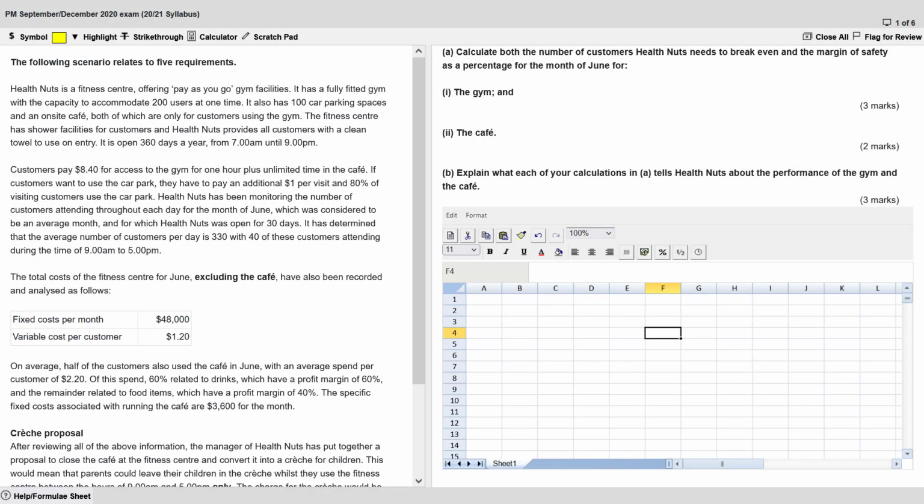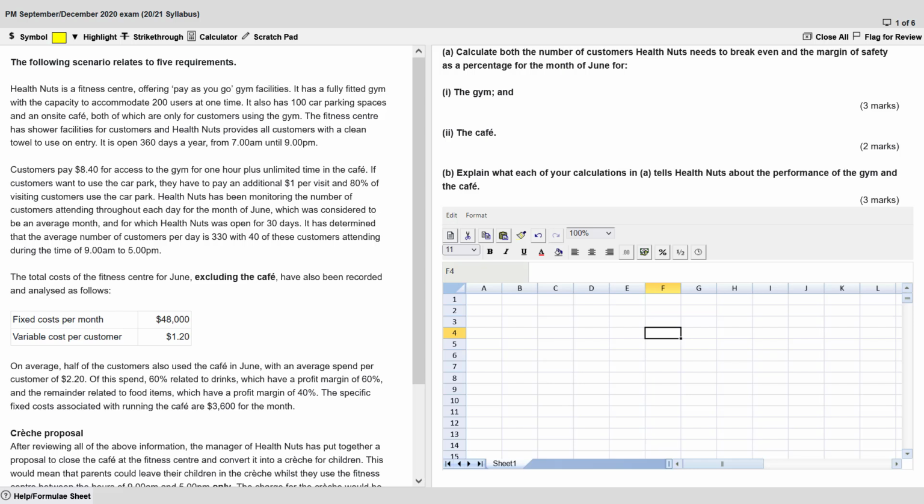I'm in the ACCA practice platform. I've opened up the September, December past exam. If you've never been in the practice platform, the link is below in the description. Okay. Now, I've started the exam. I'm looking at the first question. This is question Health Nuts.